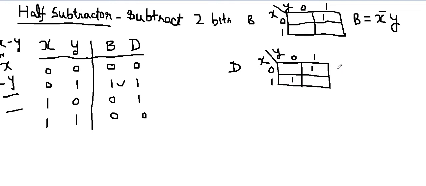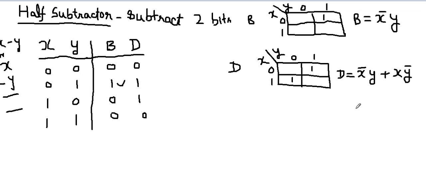So for this, we will write the function as D equal to x complement and y for this cell, because x is 0 and y is 1. So we will write x complement y plus, now for this one we will write x is 1 and y is 0. So x is x, because x is 1, and y is 0, so we will write y complement.